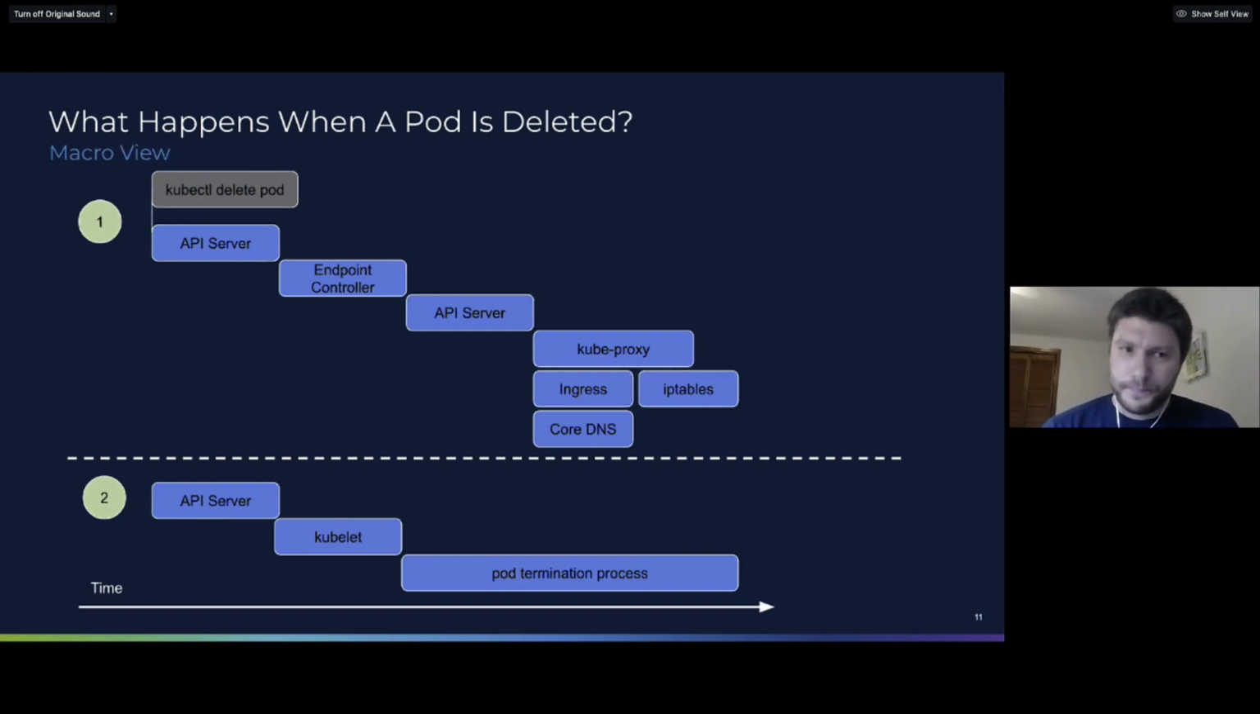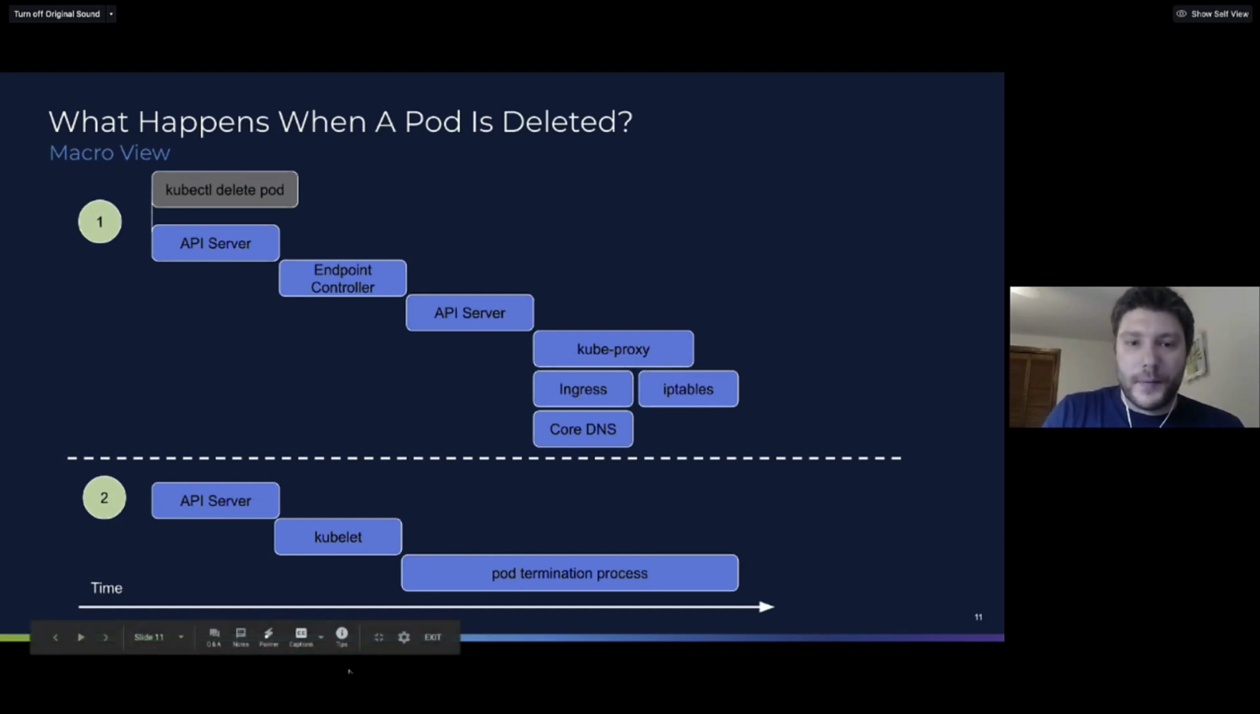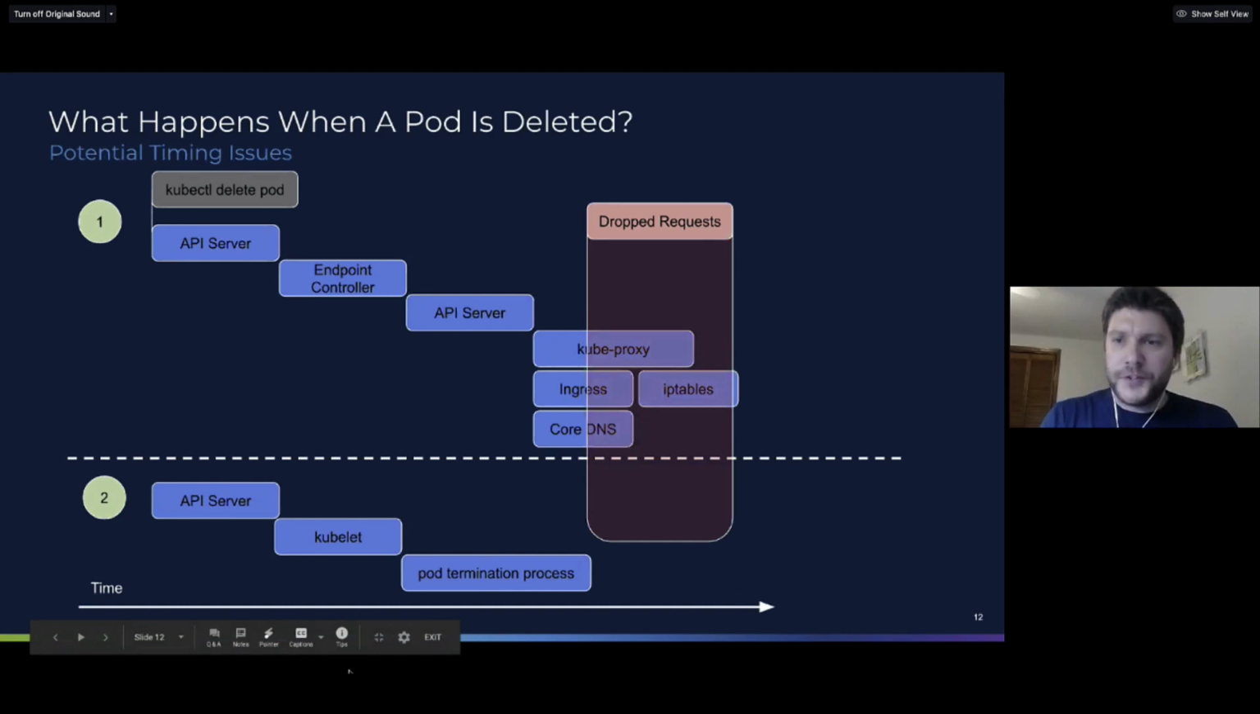So the control plane is propagating the removal of the pod's IP address from various things in the control plane, like kube-proxy, ingress, CoreDNS, etc. And while that's happening, the kubelet, which is running on your worker node, begins the pod termination process. And the fact that these two processes are happening at the same time is actually the first scenario in which your users can experience downtime.